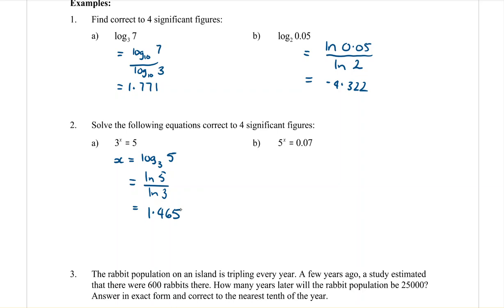First thing I'm going to do is my sliding base. The x is going to stay. It becomes log base 5 of 0.07. Then I use my change of base. So I'm going to use log base e again because it's the shorter one to write. ln of 0.07 over ln of 5.